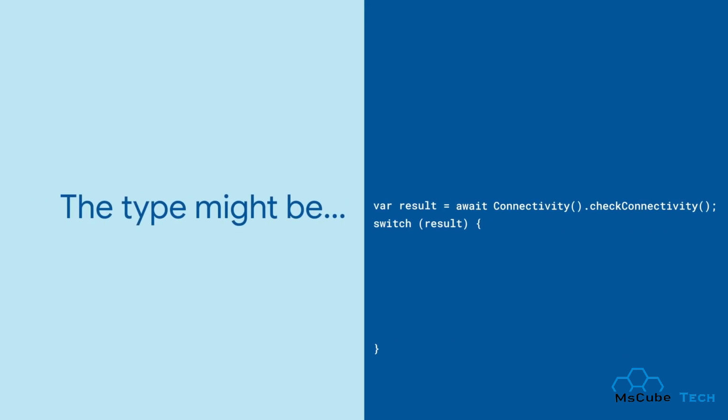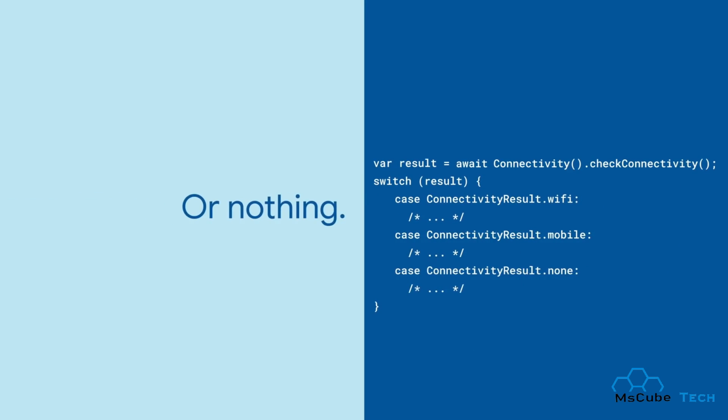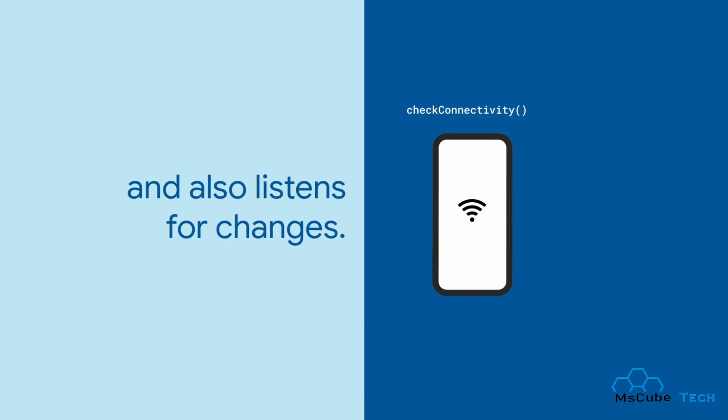The result will be one of three things for what kind of network is likely to be used: Wi-Fi, mobile, or nothing at all. Check connectivity is an interface around platform-specific code that checks the state of the connectivity for each specific platform. And depending on how users use their platform, the connectivity might change.